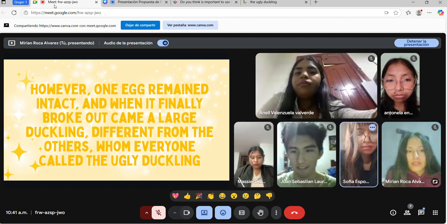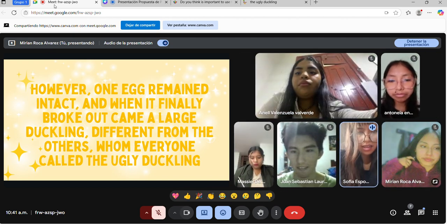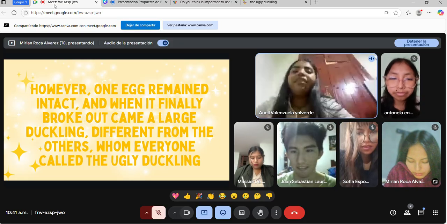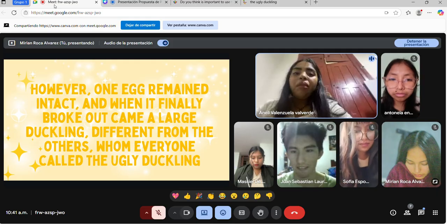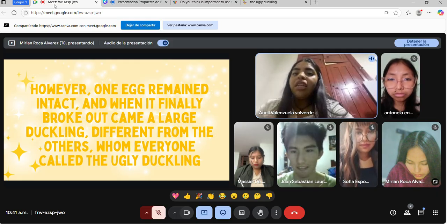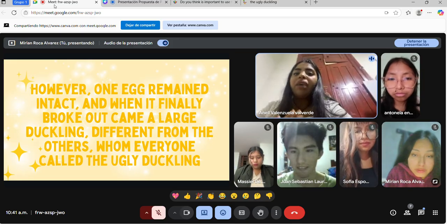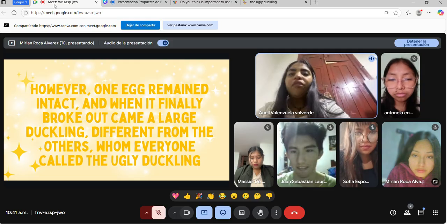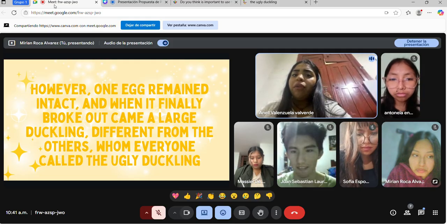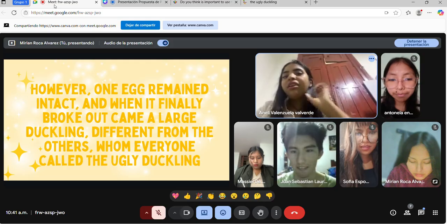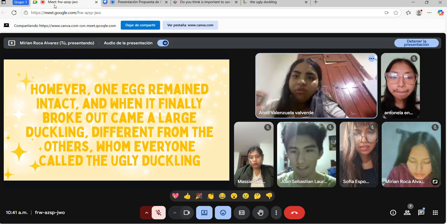Okay, now my classmate Anel is going to continue. Okay, then. However, one egg remained intact, and when it finally broke, out came a large duckling, different from the others. Everyone called it the ugly duckling. Okay, in this part, you draw.